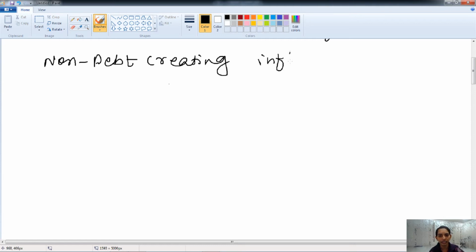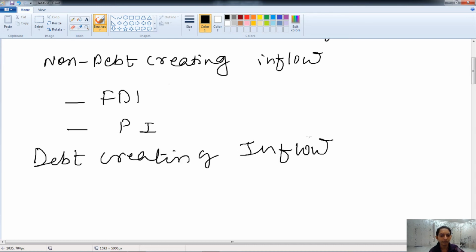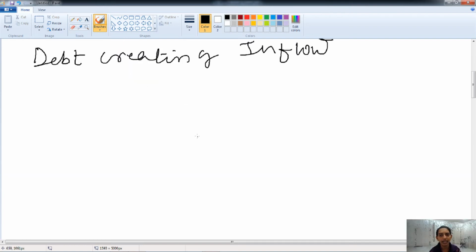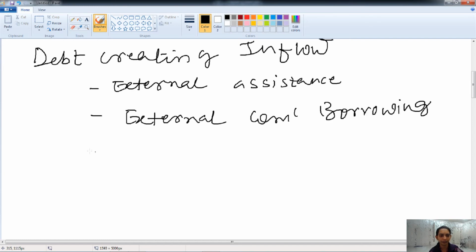It may be the non-debt creating inflow. Okay, non-debt creating inflow includes the foreign direct investment. It also includes the portfolio investment, etc. Right? Then we have the debt creating inflow. Debt creating inflows are those inflows that create a debt for a country, that includes the external assistance. Okay, external assistance. Then it includes the external commercial borrowings. Okay. Then the country has the short-term credits.